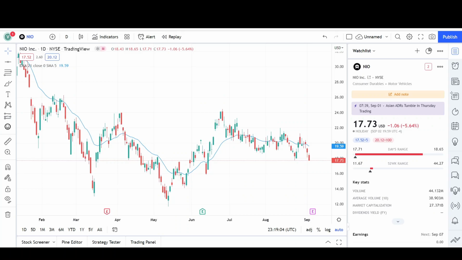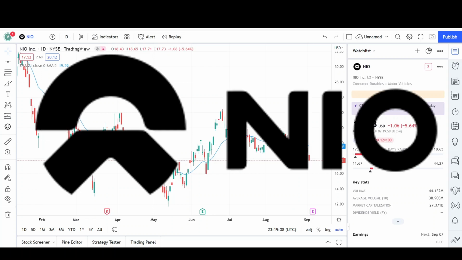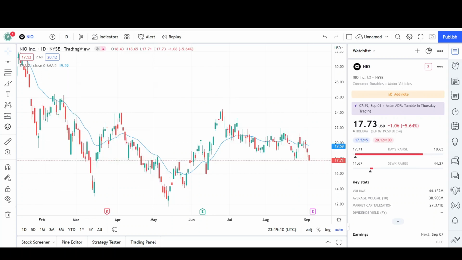What's up traders, this is Vee Trades and today I'll be doing a technical analysis breakdown for NIO with the ticker symbol NIO.